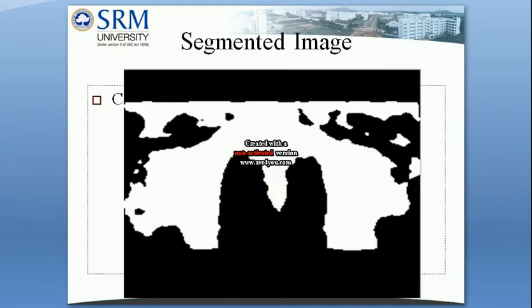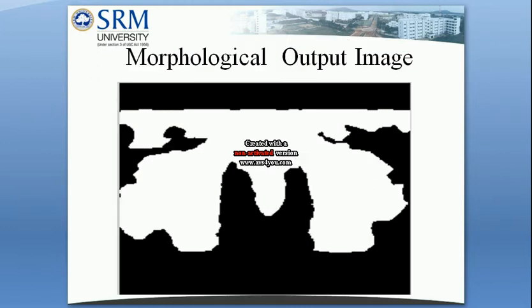This is the segmented output. Here we have some unwanted structuring elements, so we do not get a perfect thyroid gland. In order to reduce such unwanted structuring elements, we go for the morphological process, and this is the morphological output. This image defines a perfect thyroid gland shape.